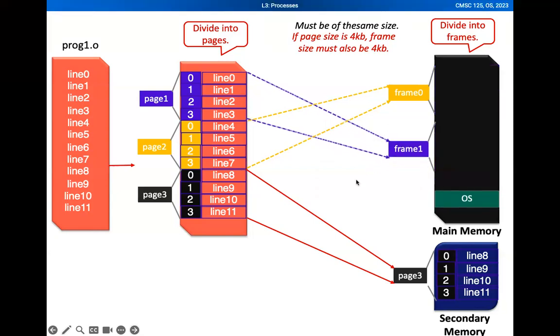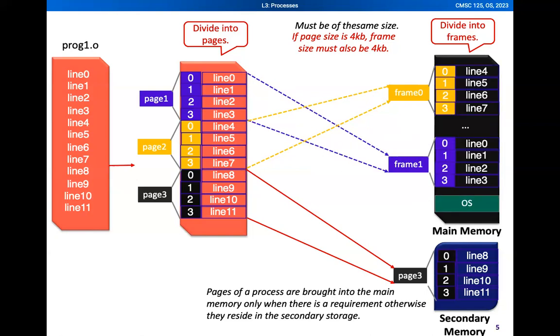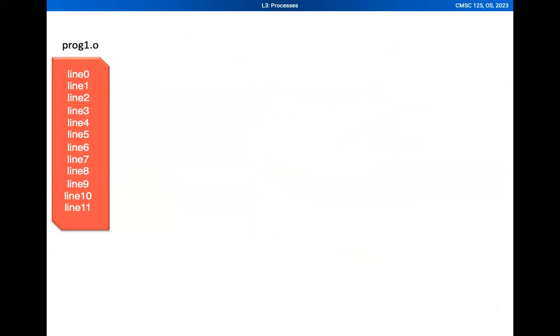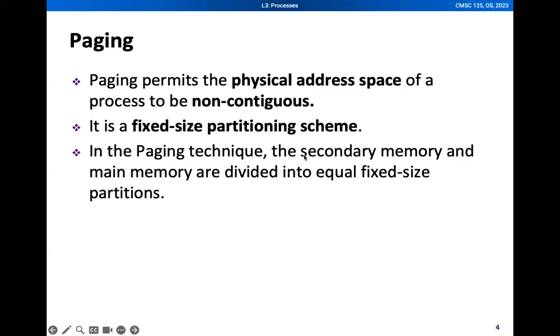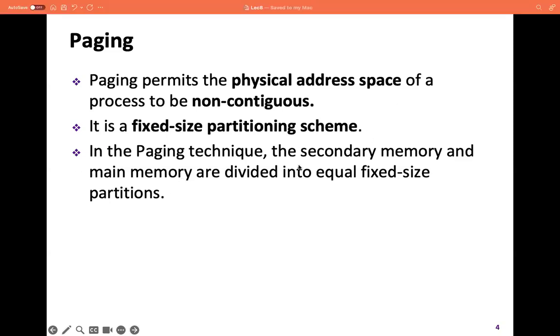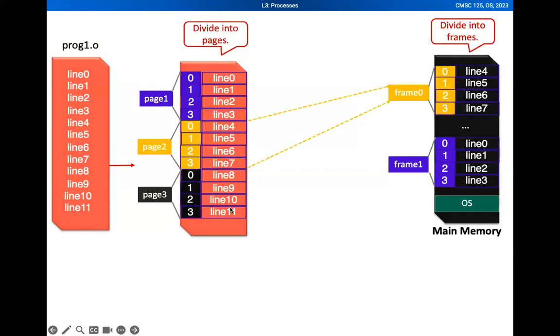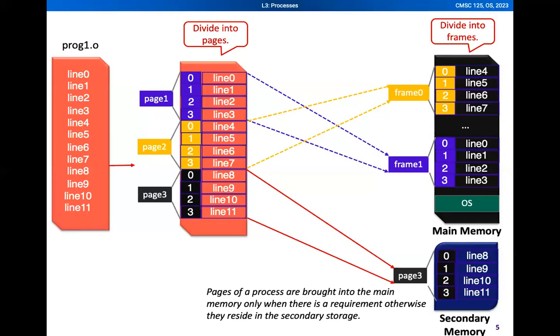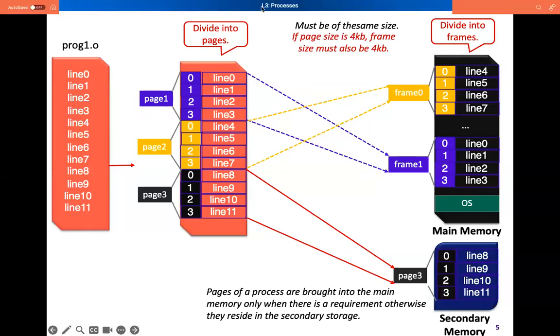Okay, so we have mentioned earlier, if we go back to the previous slide, that in the paging technique, the secondary memory and the main memory are divided into equal fixed-size partitions. So that's why we have this mechanism, or this restriction, that the size of the page is the same as the size of the frame.